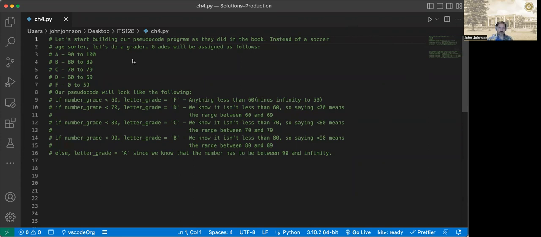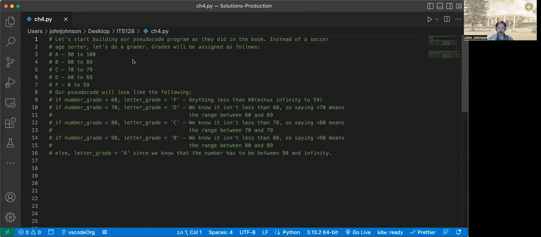So let's start building it here. We're going to go with A's being the numbers from 90 to 100, B's are going to be 80 to 89, C is going to be 70 to 79, and D is going to be 60 to 69. Anything lower than that, it's going to be an F. So our pseudocode would look something like this.